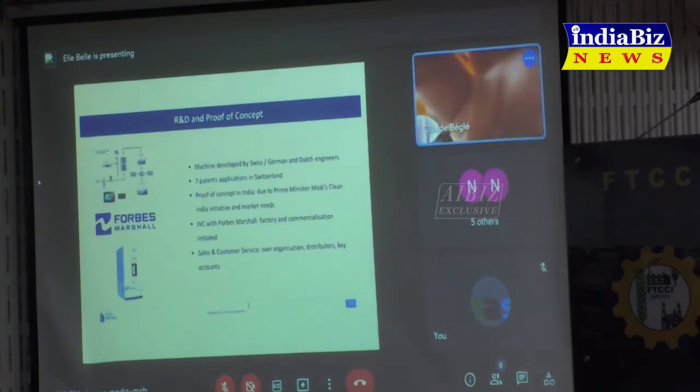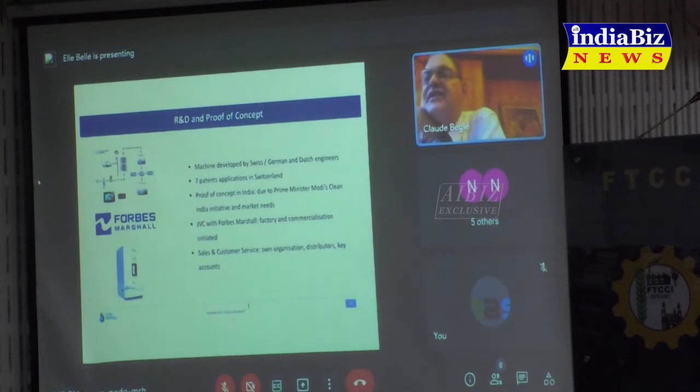What did we do? This was developed by Swiss engineers, German engineers, and Dutch engineers. So basically it's a European product, with 7 application patents in Switzerland. But we decided to do the proof of concept in India, and this is very rare. I think we are one of the extremely few companies who have developed something in Europe and who decided to launch it first in India.